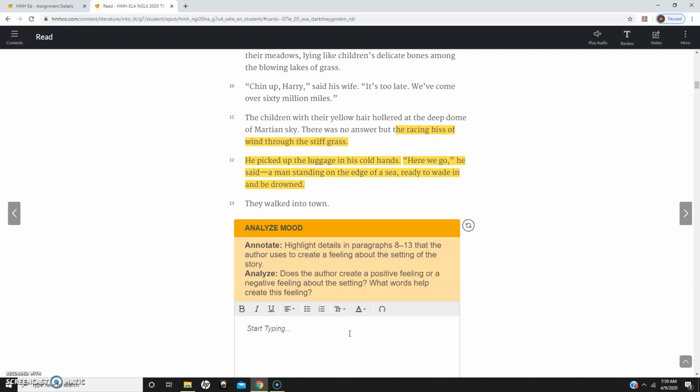Does the author create a positive feeling or a negative feeling about the setting? What words help create this feeling? So I'm looking at this. The words create a feeling of loneliness, maybe something that's forgotten. Words like I said, racing hiss of wind and stiff grass, it's not normal for them. So I'm going to put into my answer here the first, I'm sorry, I can't spell this morning. First description.